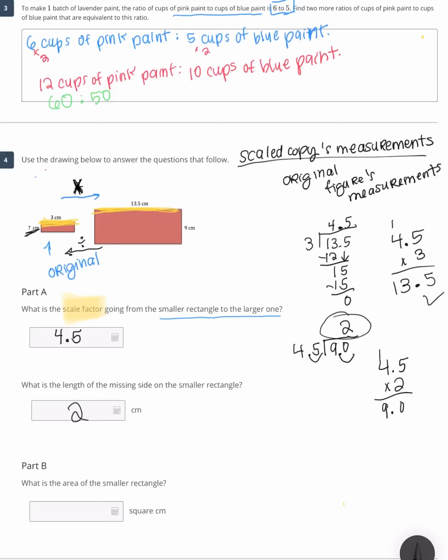Now for the last question, it's asking me to find the area of the smaller rectangle. Now, true, you were taught that to find the area of a rectangle, you use length times width, but since we learned about parallelograms, I'm going to do base times height. So the base would be actually 3, the height would be times 2, and the area should be 6.